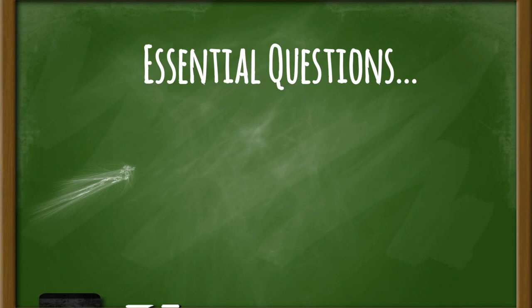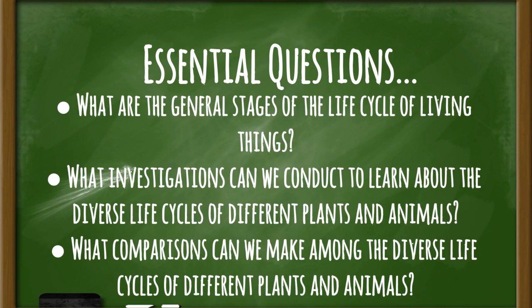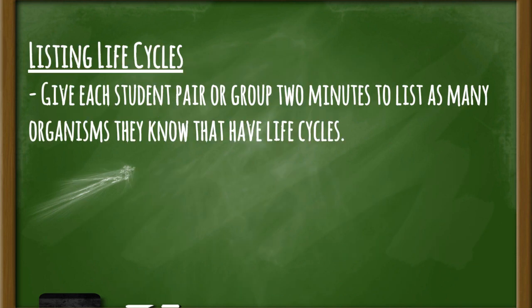Let's go over our essential question for today. Pause the video and read the essential questions now as a class. All right, scientists, we're going to do the warm-up activity, listing life cycles. In your pairs, you're going to be given 2 minutes to list as many organisms that you know that have life cycles. Go ahead and pause this video and do that now. Then come back for the next step when you're done making your list with your groups.